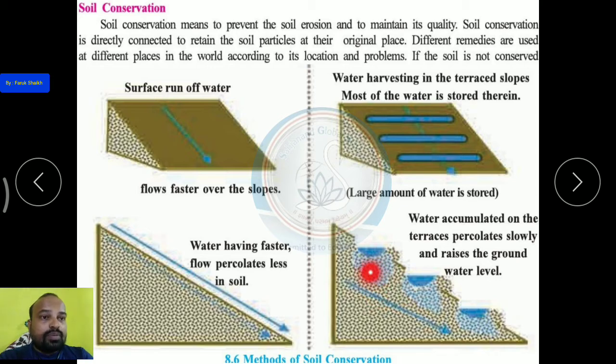When this step is completely full, the water will flow to another step. Here also water will be stored and it also recharges the groundwater. And in the other region, we can grow crops very easily by using this water.